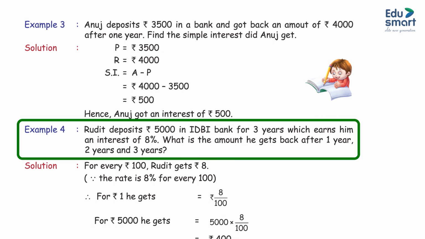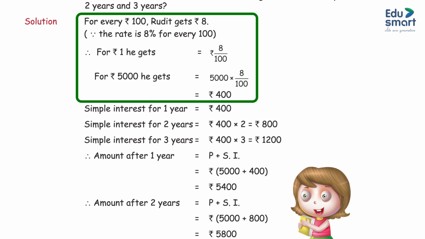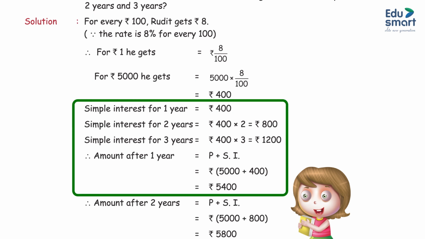Example 4. Rudit deposited rupees 5,000 in IDBI bank for 3 years, which earns him an interest of 8%. What is the amount he gets back after 1 year, 2 years and 3 years? Solution: for every rupees 100, Rudit gets rupees 8. The rate is 8% for every 100. For rupee 1 he gets rupees 8 upon 100. For rupees 5,000 he gets 5,000 into 8 upon 100 equals 400. Simple interest for 1 year equals 400. Simple interest for 2 years equals rupees 400 into 2 equals 800 rupees. Simple interest for 3 years equals 400 rupees into 3 equals rupees 1,200.